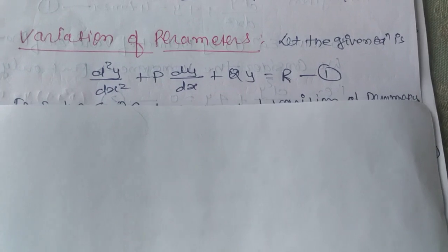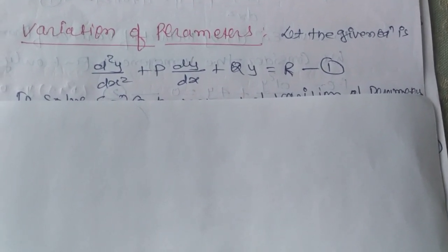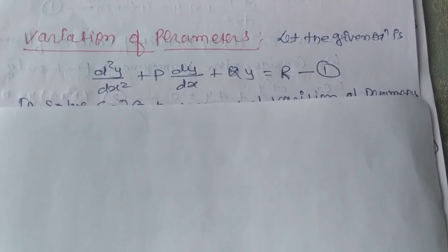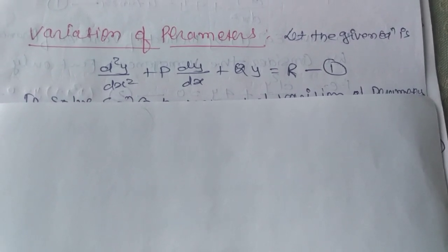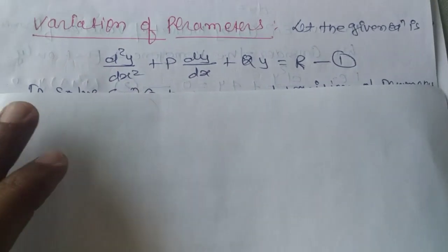Let the given equation be d2y by dx2 plus p dy by dx plus qy equal to r, which is a second order linear differential equation with variable coefficients in its standard form, that is, the coefficient of d2y by dx2 must be 1.